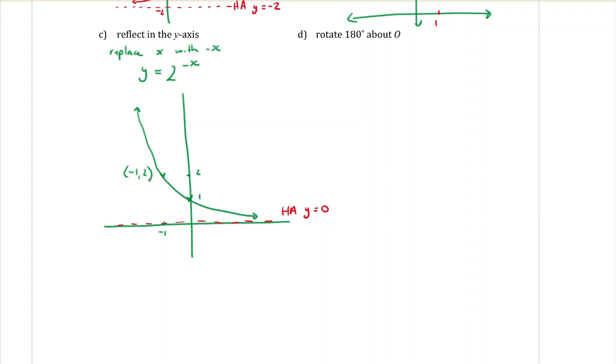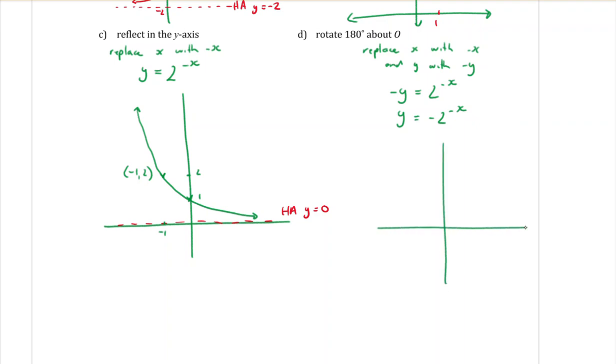Okay, and then D, to rotate 180 degrees about the origin, that's when we replace both of them. Replace x with negative x and y with negative y. So in the equation, that will be negative y equals 2 to the power of negative x. You would move the negative sign from in front of the y across to the other side. Dividing by a minus would give you negative 2 to the negative x. The horizontal asymptote has not moved. Still here.